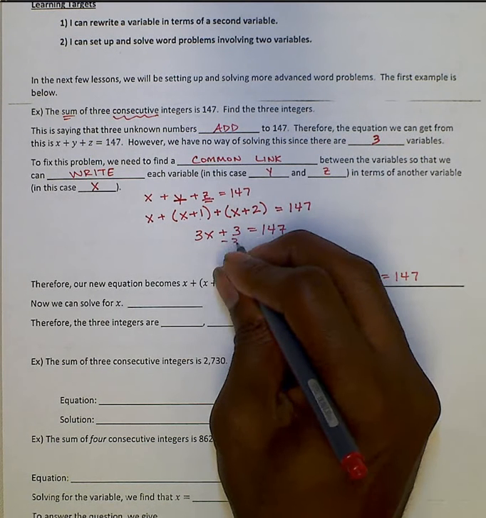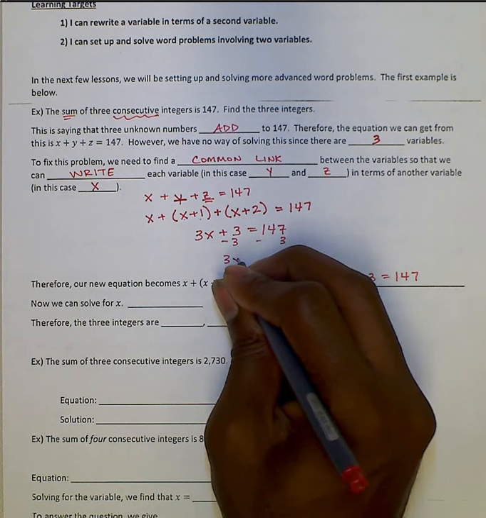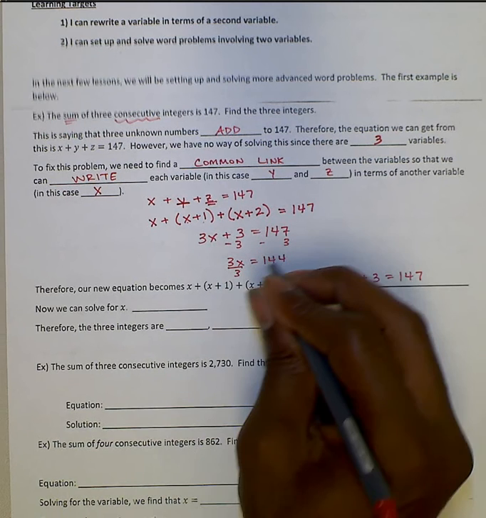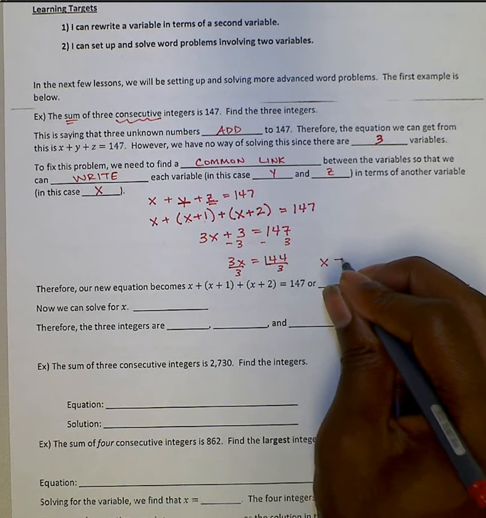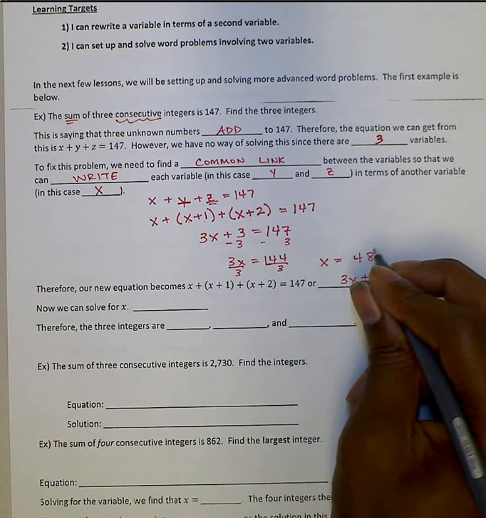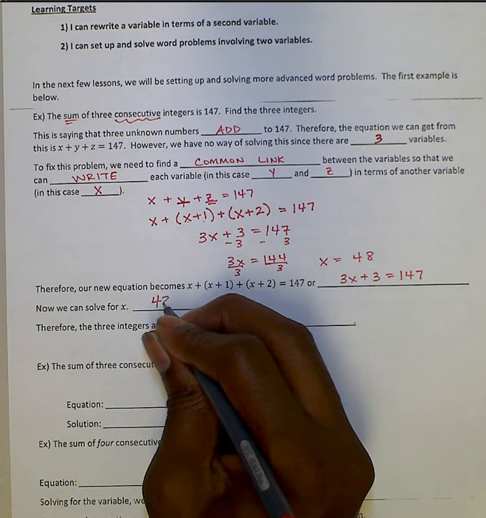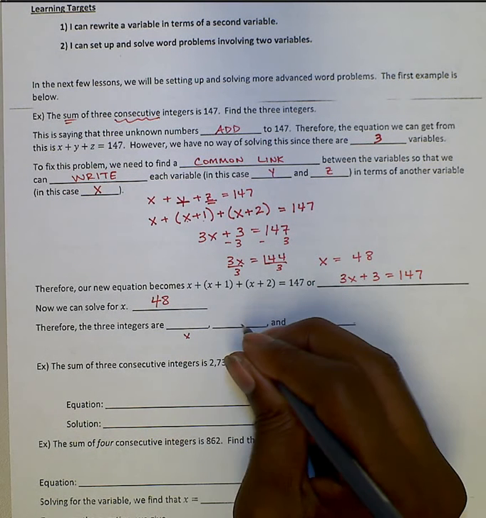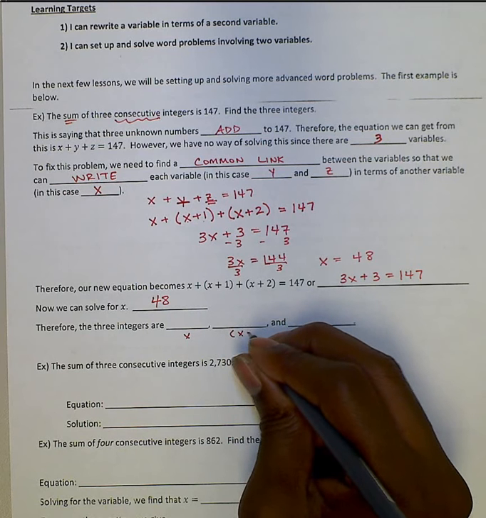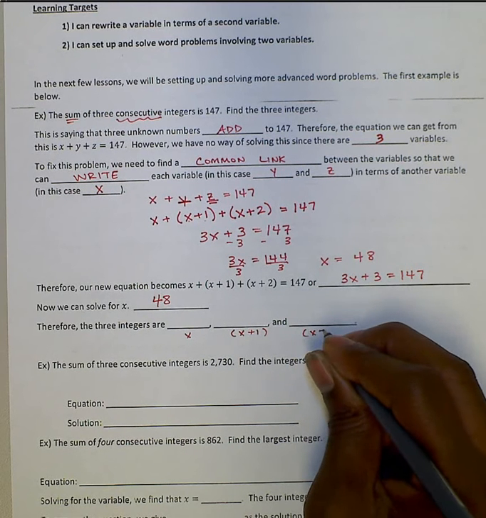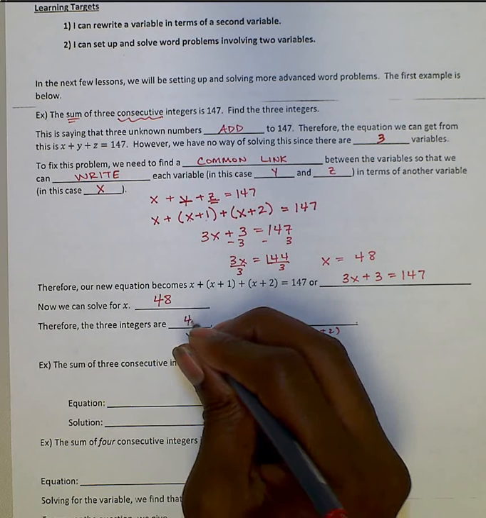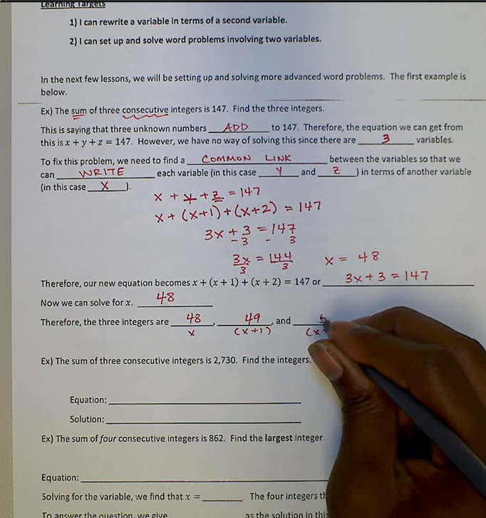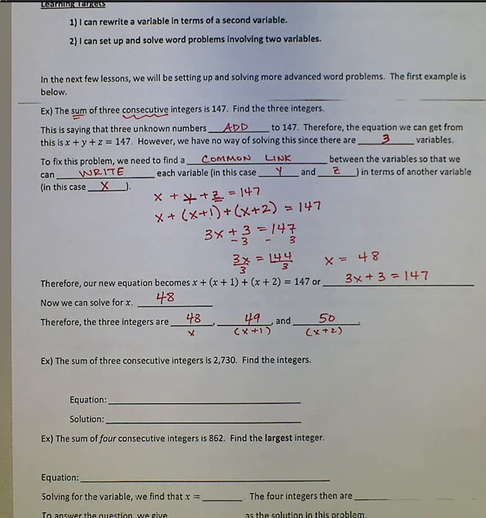We subtract 3 from both sides. We get 3x equals 144. We can now get x by itself and divide by 3. And we'll find that x is 48. Okay, and so now our beginning problem where we had x plus y plus z, might as well just say x plus 1 plus x plus 2 and find our numbers. 48, plus 48 plus 1, which is 49, plus 48 plus 2, which is 50. Alright?